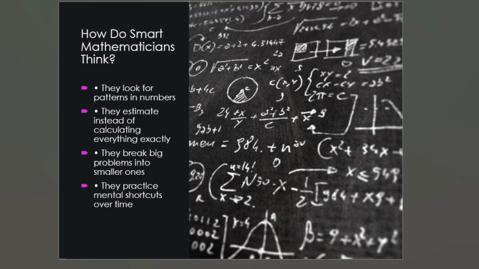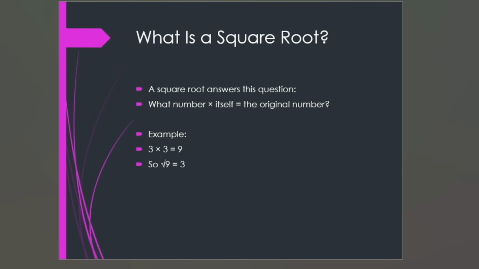First, smart mathematicians are not magical. They look for patterns. They estimate instead of calculating everything perfectly. Break big problems into small pieces. And most importantly, they practice. That's it. They don't see numbers differently, they just see relationships faster.